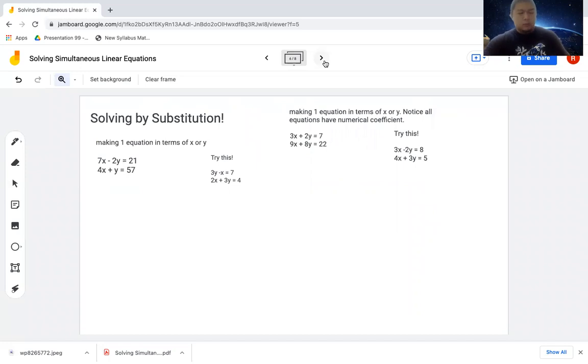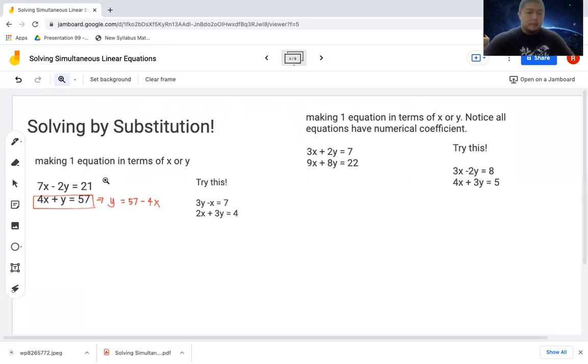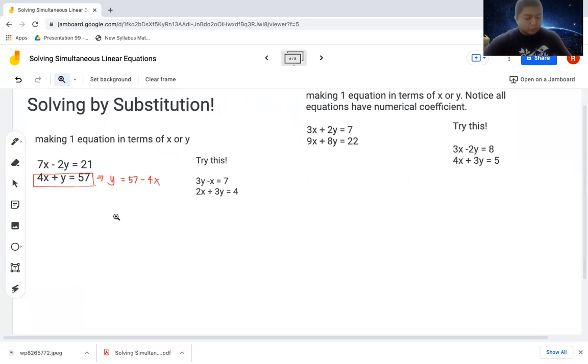So in this way, what you need to do is to look for a variable that is in the unit of 1. So for example, we have this y here. So this particular equation will now be changed in such a way that it will be equivalent to y. So here we can say that y is equivalent to 57 minus 4x. Okay. So if y is equivalent to 57 minus 4x, then what we need to do is to substitute that particular value to the equation number 1.